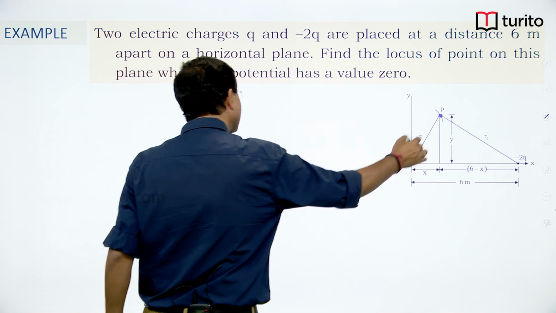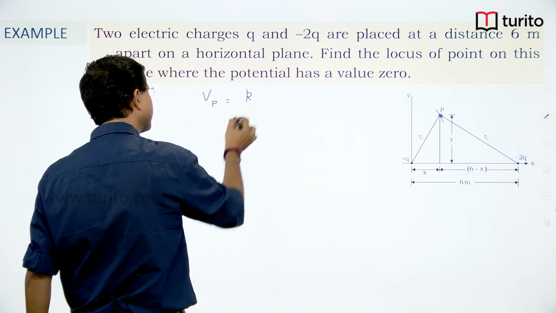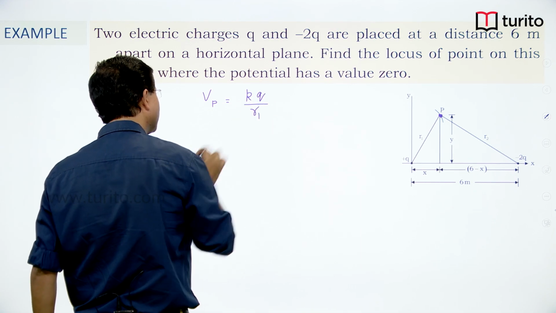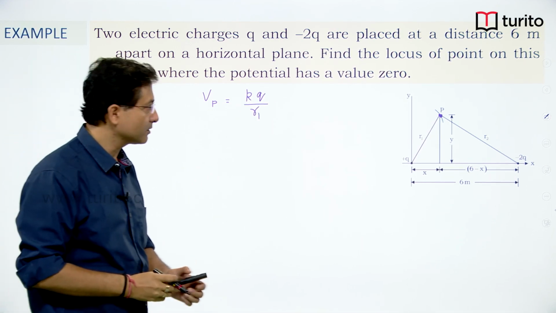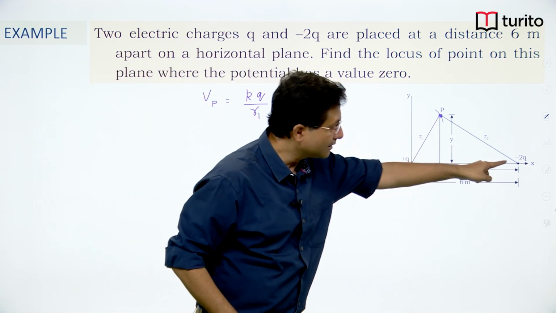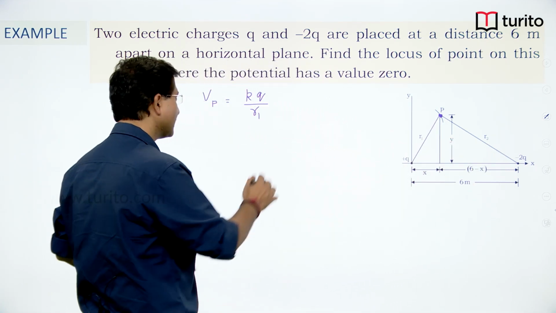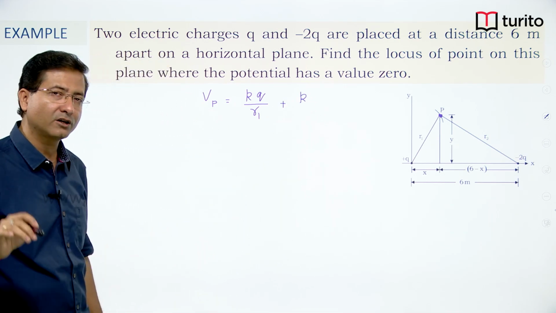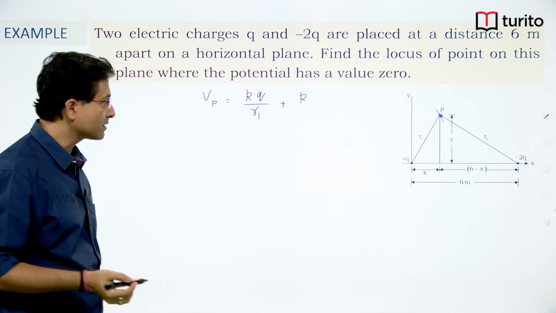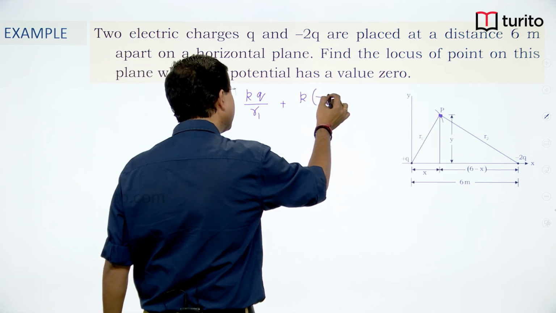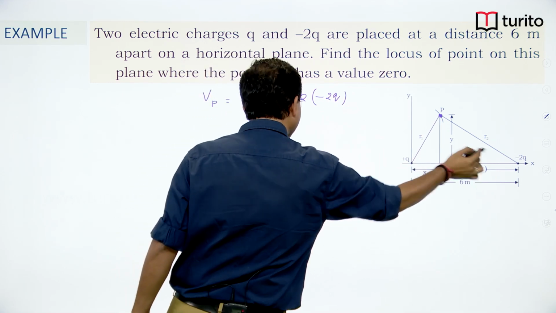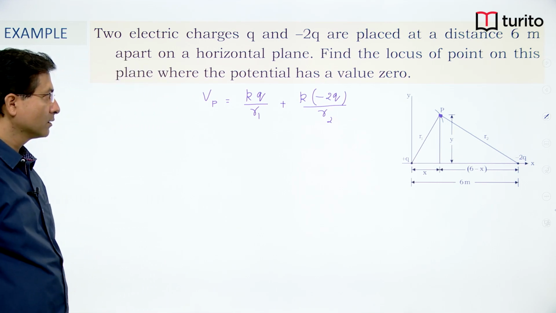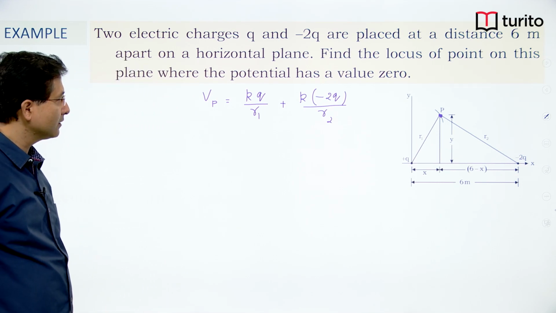This Q will produce a potential that will be K Q divided by R1, this separation say R1, and the other is minus 2Q. As we are writing potential, which is a scalar quantity, I already told you the charge must be kept with sign. So, we will substitute minus 2Q, charge with sign, divided by R2, right.